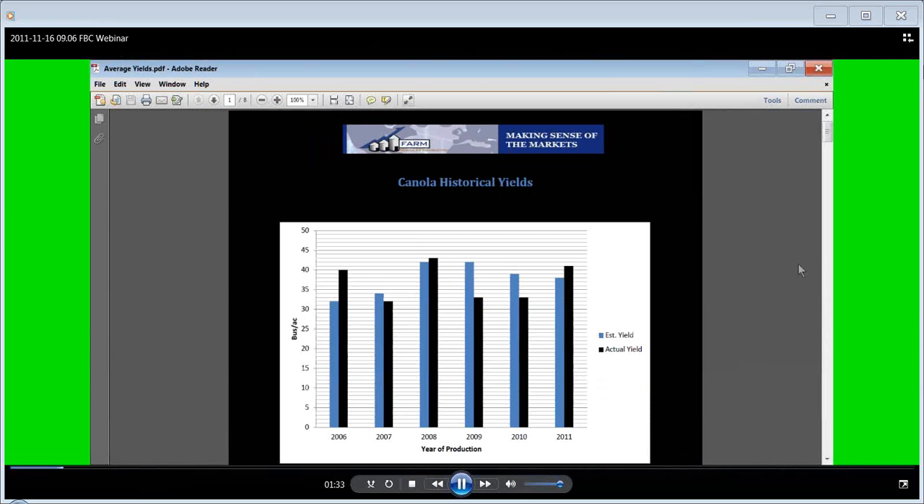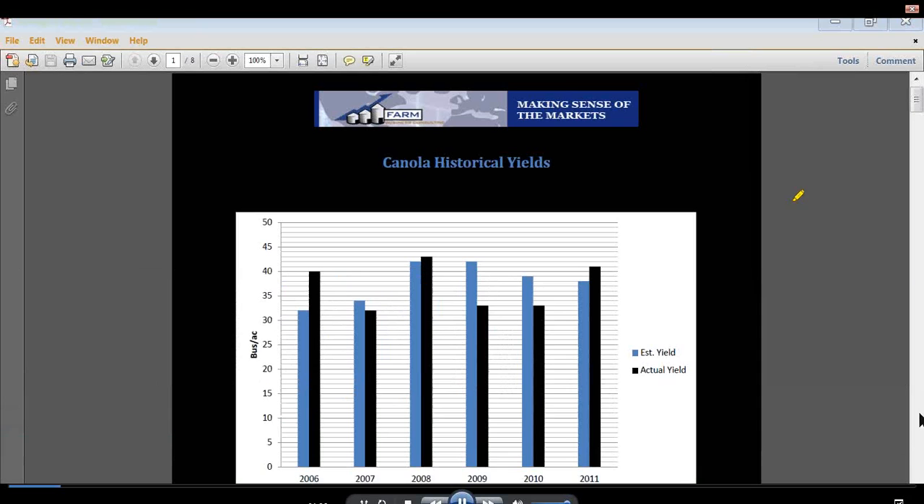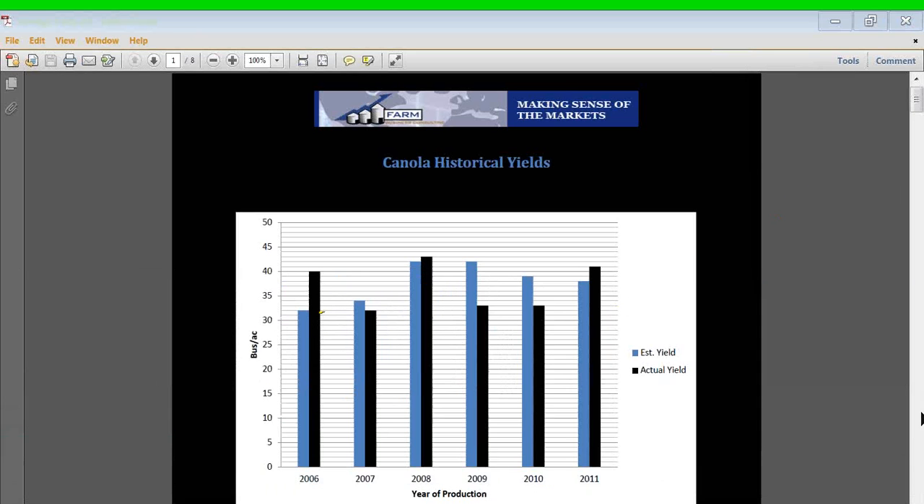Here we have the canola historic yields. Let me grab my highlighter. As you saw, all the way back to 2006, the blue line right here, I apologize because I never put the yield on here, but in the next slides I did. This is what we were estimating. This was our estimated yield in 2006: basically 32 bushels an acre. We blew by that and averaged 40 as a group.